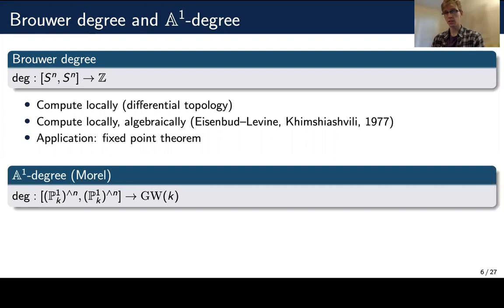So there's an analog of the Brouwer degree in motivic homotopy theory called the A1 degree, due to Fabien Morel. And again, you take a function from the n-sphere to the n-sphere. Here we have a more complicated notion of what an n-sphere should look like. And instead of assigning to it an integer, you assign to it a bilinear form, or rather an isomorphism class of a symmetric non-degenerate bilinear form. So GW(K), the Grothendieck-Witt group over a field K, is just the group of such isomorphism classes.